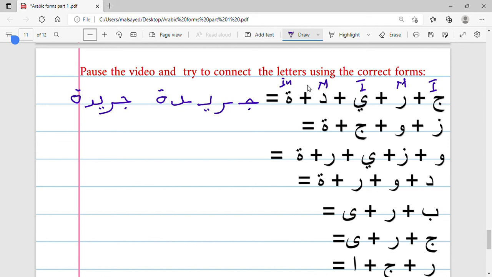Okay, let's try this one. Zai is the first letter, so we choose the independent. Between the zai and the waw, we choose the independent. Between the waw and the jim, we choose the initial. Why? We look at the letter after. The jim connects with after, and the ta marbuta connects with before, so we choose the final form connected. So we have independent zai, independent waw, initial jim, and final form connected ta marbuta.